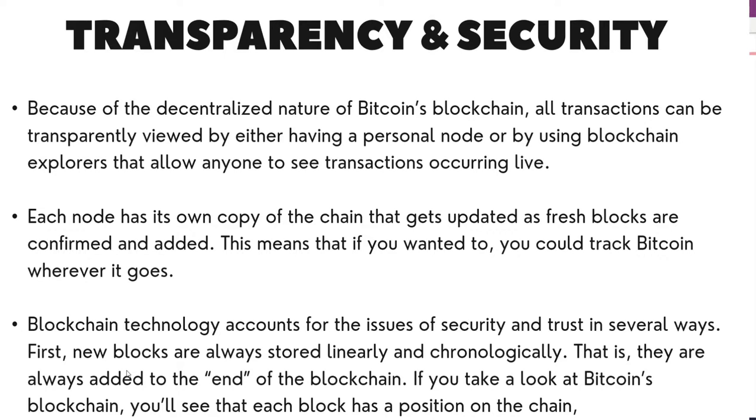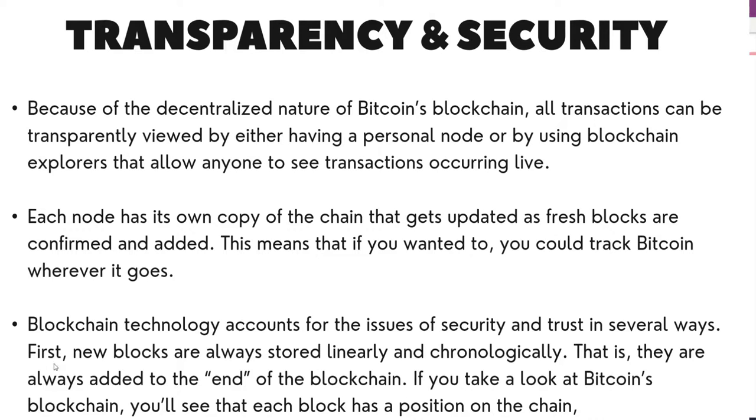So blockchain technology accounts for security and trust in many ways. Firstly, as I said, the new blocks are always stored linearly and chronologically, so it's like a long chain. There is nothing coming in between. You can't add information in the middle of the chain. It's always towards the end of the blockchain that you add a new block.